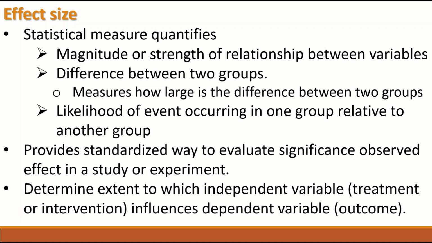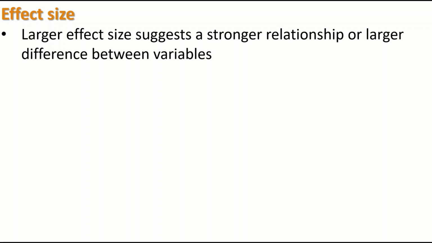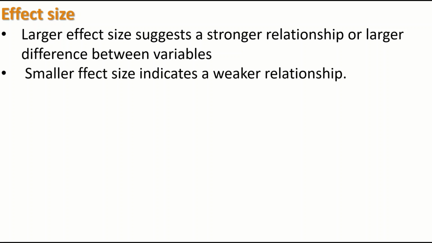So the effect size will determine the extent to which the independent variable, which in some cases can be a treatment or intervention or experimental, can influence the dependent variable, which is an outcome. So to which extent these treatment conditions affect the outcome, and that can be represented by an effect size. So a larger effect size suggests a stronger relationship or larger differences between variables based on which measurement has been used, whether correlation or differences between the means. However, a smaller effect size indicates a weaker relationship or smaller differences between control and treatment.